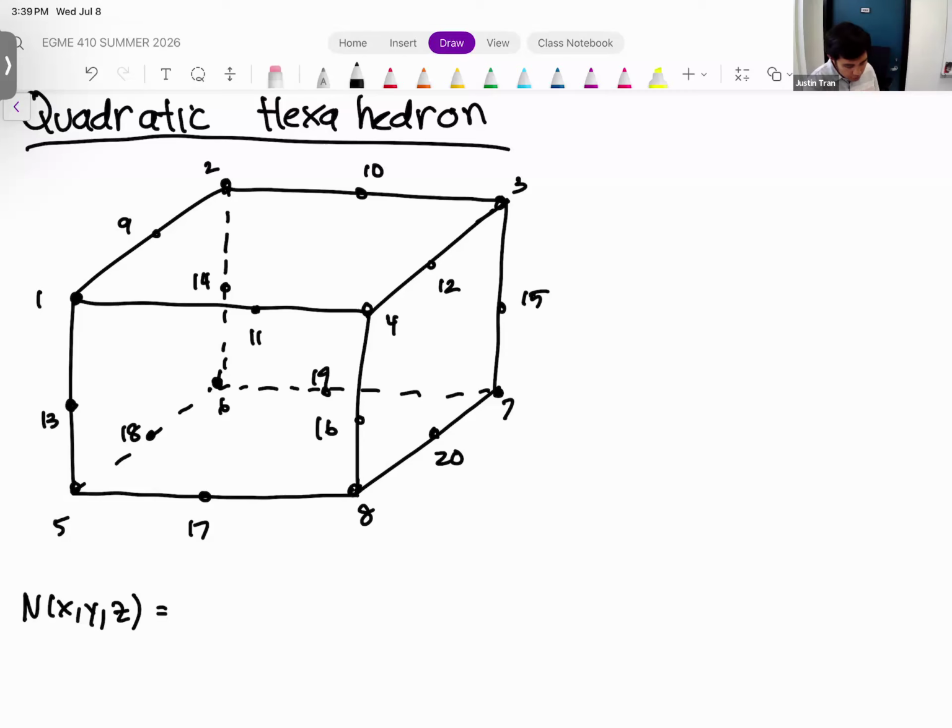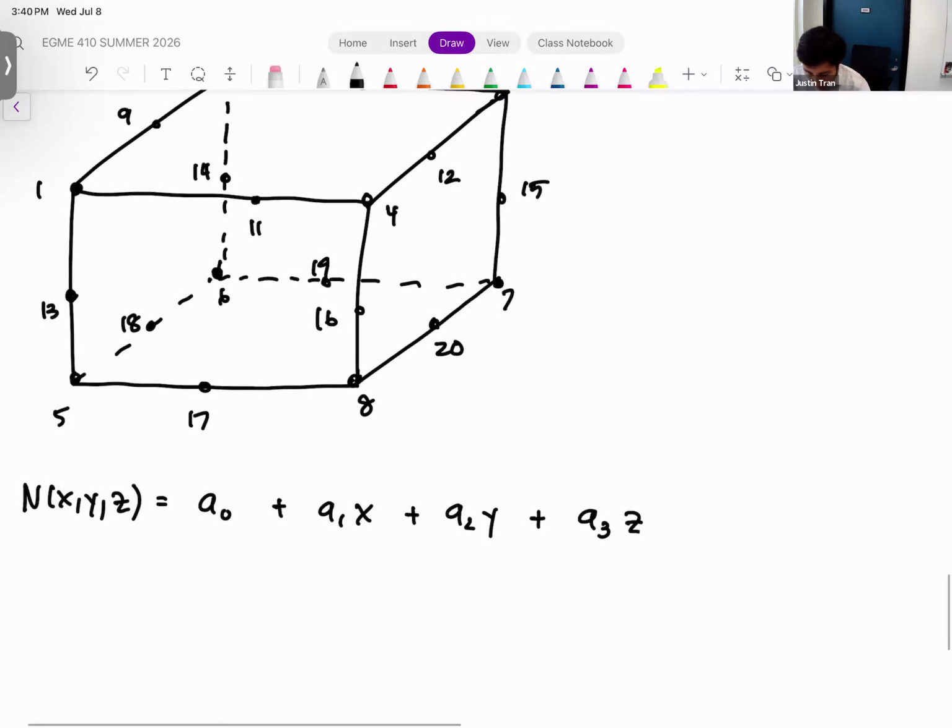Okay, so let's just go ahead and start. I'm going to write them in batches just to illustrate the different groups of the terms in the shape function. So we have A0 plus A1x plus A2y plus A3z. All right, so those are all the basic linear terms, right? And so that's the baseline, that's our starting point. Okay. Next, let's add the cross terms.